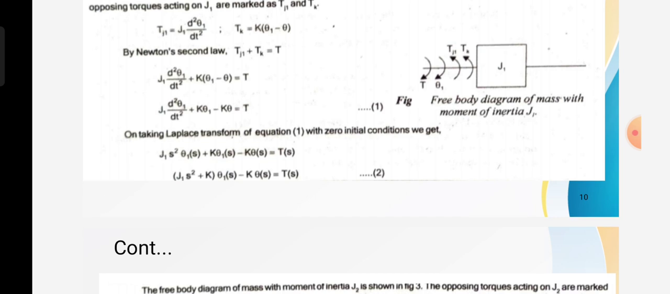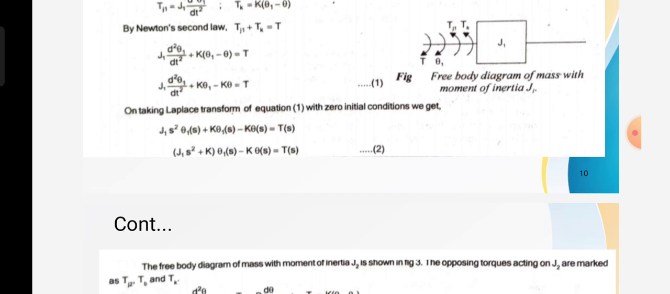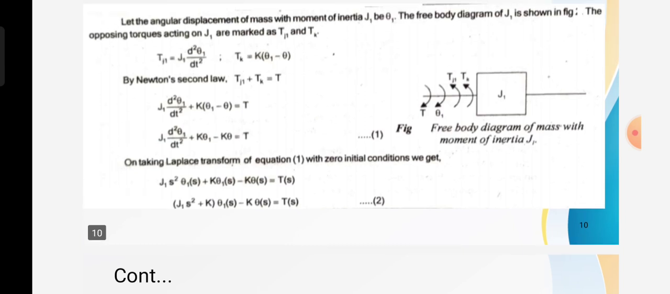Now taking the Laplace transform of equation 1 with zero initial condition, J1 S square theta 1(S) plus K theta 1(S) minus K theta(S) is equal to T(S). Taking the common term theta 1(S) outside, J1 S square plus K into theta 1(S) minus K into theta(S) equal to T(S).